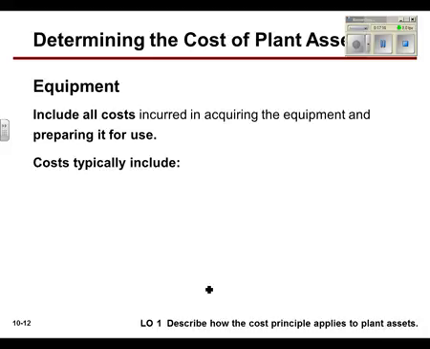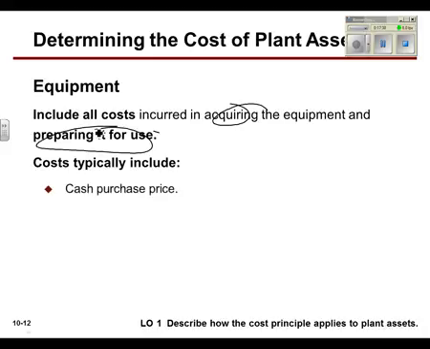Probably the easiest fixed asset to grasp is when you buy equipment. Acquiring the equipment and getting it ready to use. So can you tell that's a theme? Getting a building, getting it ready to use. Getting equipment, getting it ready to use. Okay. Typically, the costs include buying the equipment.